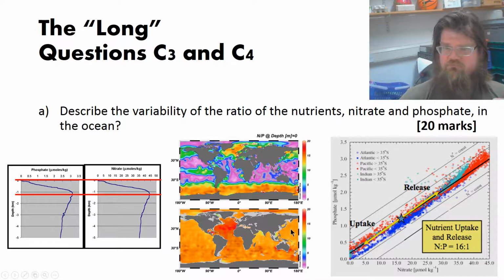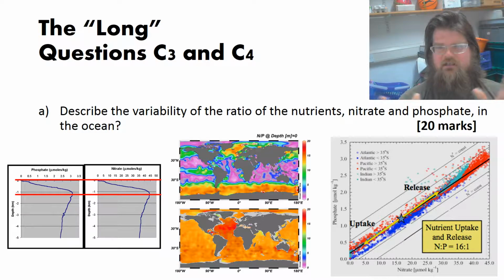So a good way of answering this question is, first of all, saying, well, in the deep ocean, there's not much variability at all. Okay, that's one thing to say. And then we can look in the surface ocean to see that when the concentrations are very low, small changes in the uptake or remineralization of one of these nutrients over the other will cause a big change in the ratio. So in the surface, you can see that there is more variability.